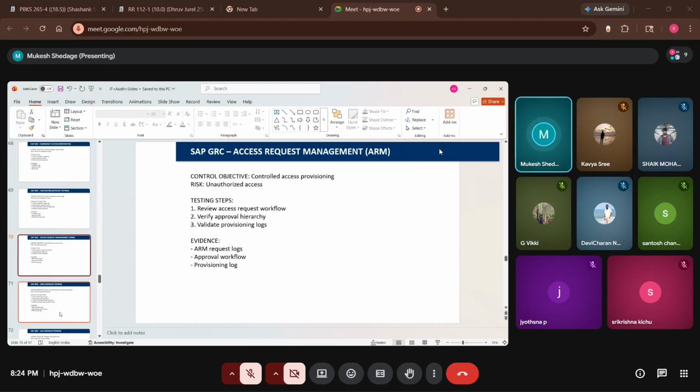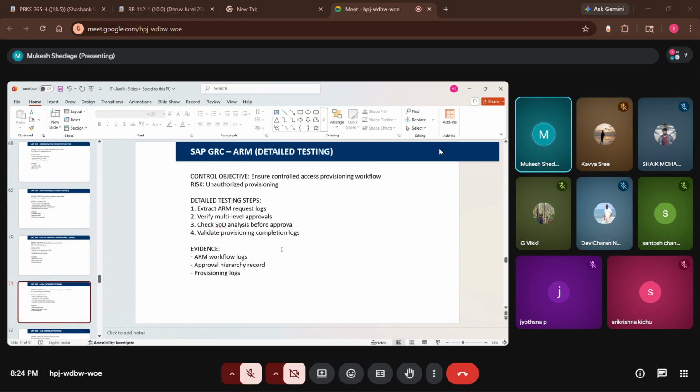So what we need to do in this? Again, how will you get this ARM workflow and everything? So evidence will be approval hierarchy records. Now these records are nothing but, if you see an organizational chart, if I'm working as a consultant, above me there will be a senior consultant, above senior consultant a team lead, above team lead a manager, above manager a senior manager, above senior manager a general manager or a project manager, above project manager VP, director, and so on, right?